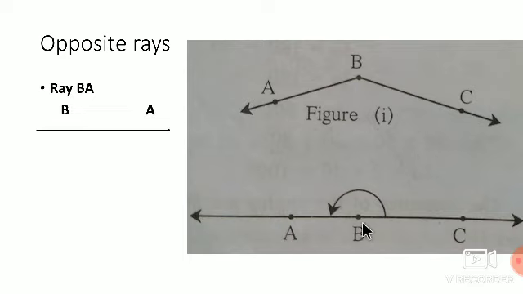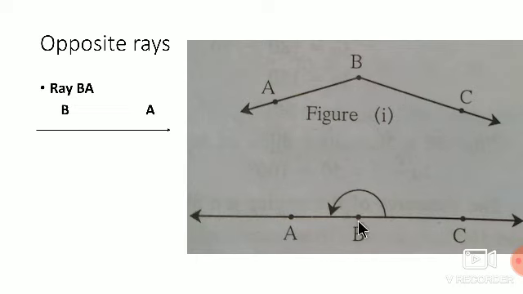If you observe here, the ray BA and the ray BC have the common origin point, that is B, and these two rays are exactly in opposite directions and they form a straight angle or a straight line. Here in this figure, the ray BA and the ray BC have the common origin point, but these two rays are not exactly opposite to each other.